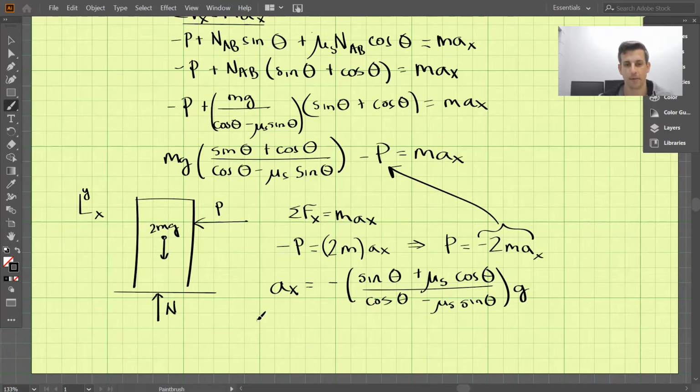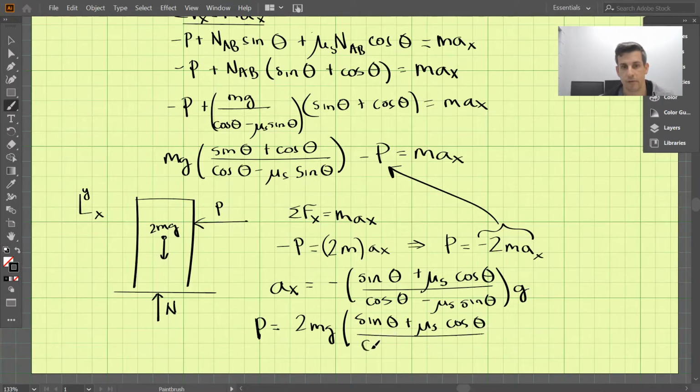Okay, so this big messy thing here, that's ax, and putting ax back into this equation, we can solve for P, which is 2mg, and then this whole messy thing, sine theta plus mu sub s cosine theta divided by cosine theta minus mu sub s sine theta. All right, so those are our two answers for this problem.